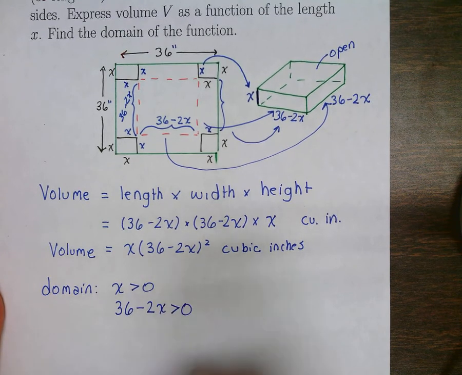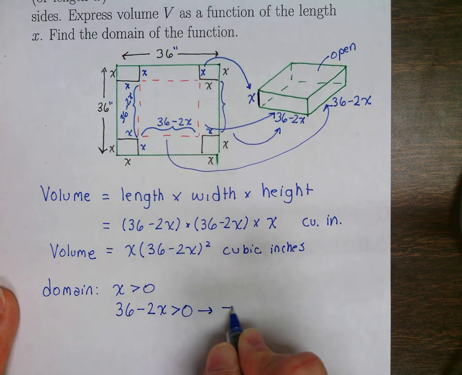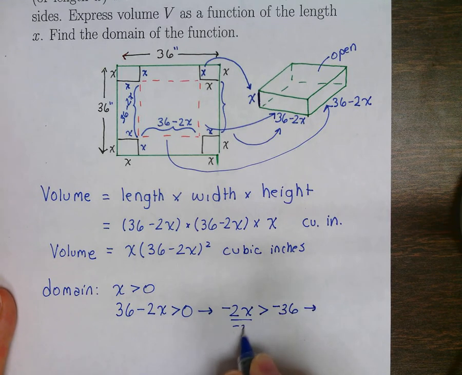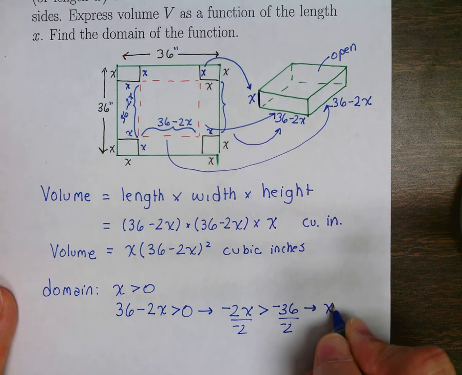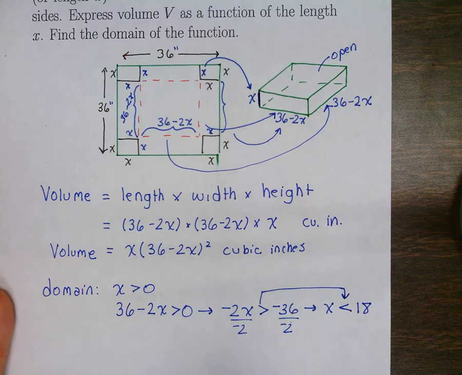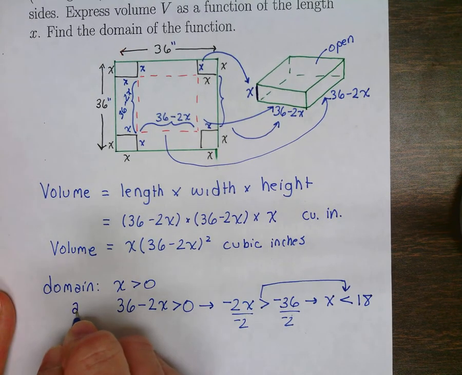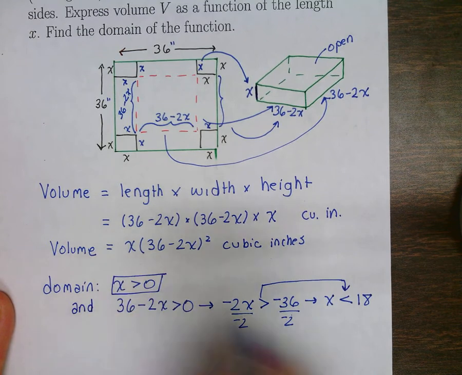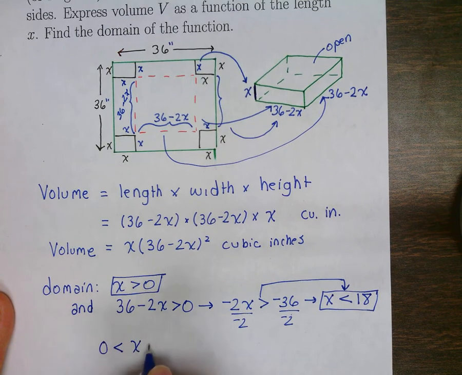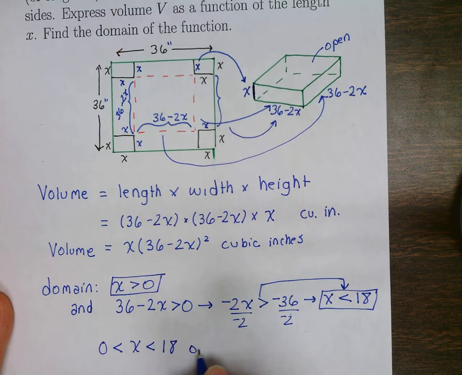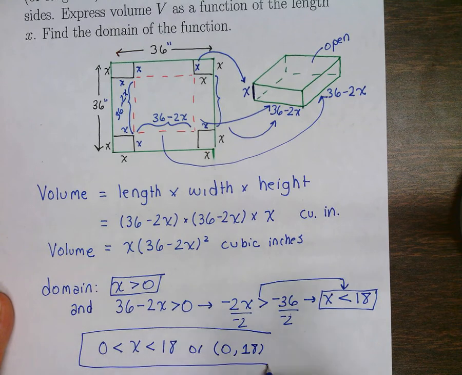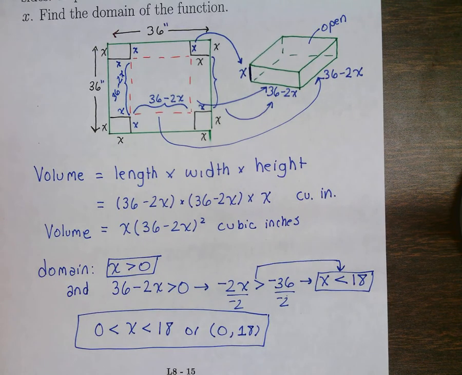We also know that these dimensions have to be positive. All right? So that means negative 2x has to be greater than negative 36, and if I divide by negative 2, remember, that reverses the inequality, x is less than 18. So both of these have to happen at once. So I know that x is greater than 0 and less than 18, or I could express that in interval notation, 0 to 18. That is the end of Lecture 8. Thank you.